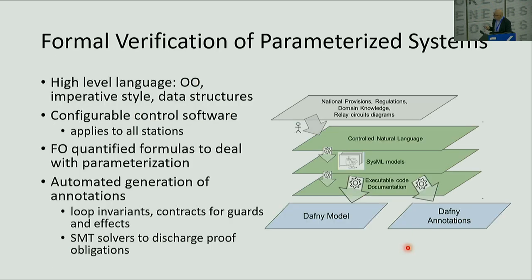Once we have this, the problem is, how do you verify them? And in particular, how do you verify them at the parameterized level? Because we have one single software that will control all the stations. So you're not verifying one single design. We are verifying a design that works for all the stations. And at the core, we have an automated generation of the conjectures and the contracts that are then solved with the SMT at the core of the engine.